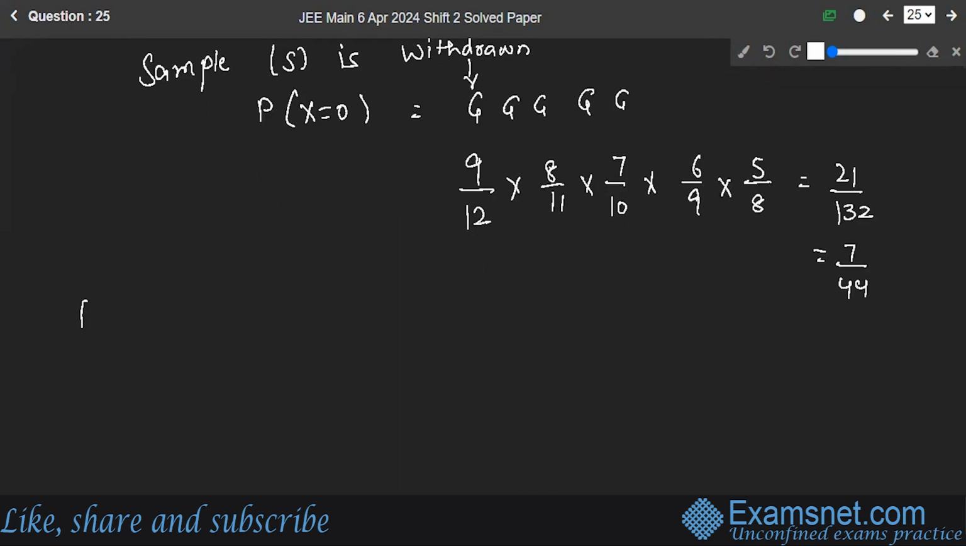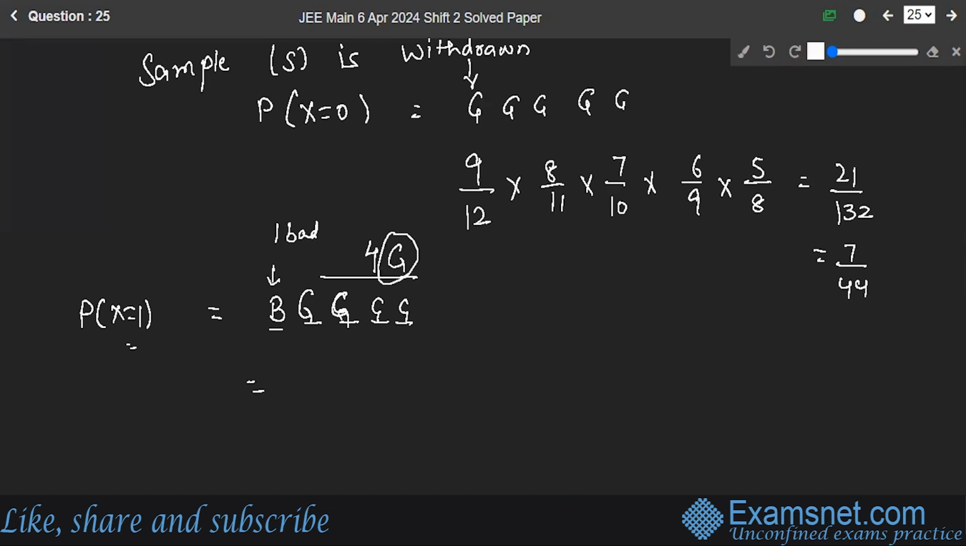Now let's say 1 good item is withdrawn, right? Sorry, 1 bad item is withdrawn. So you're having 1 bad item and the rest 4 will be good. Now they can have any arrangement, right? This is 1 bad and 4 good, or 1 defective and 4 good ones. So they can have any arrangement. For that, there are 5 places, so this will be multiplied by 5.